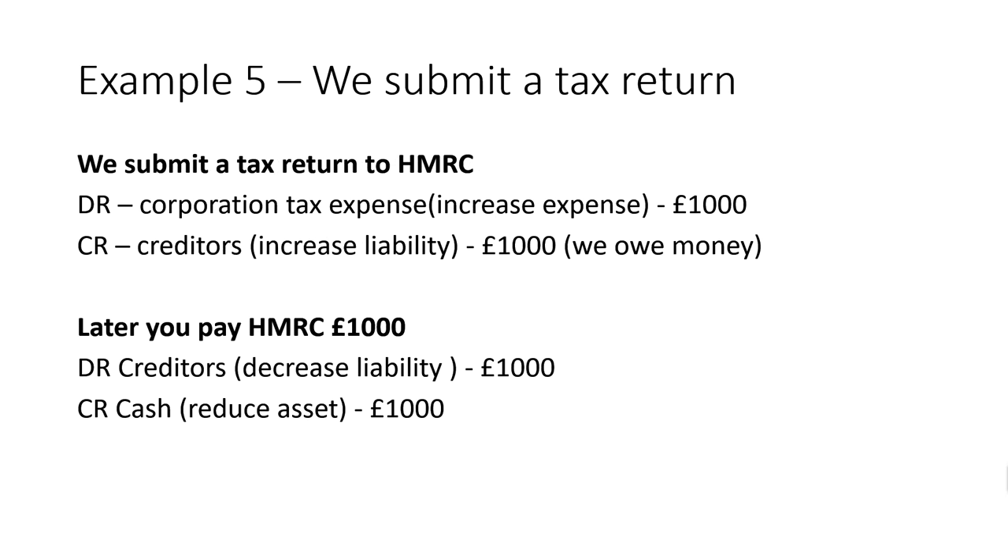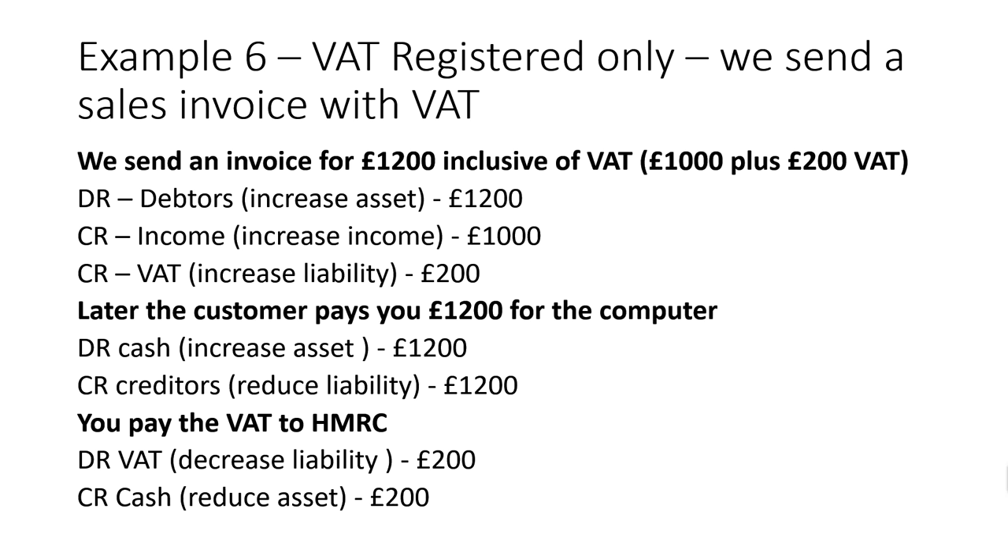Example 5, we submit a tax return. So we submit a tax return to HMRC. We need to debit corporation tax expense, increasing the expense by £1,000, and then we need to increase a creditor, HMRC, by £1,000. Later, when we pay HMRC, we want to decrease our creditors by debiting them £1,000, but also reduce an asset, cash, and credit that £1,000.